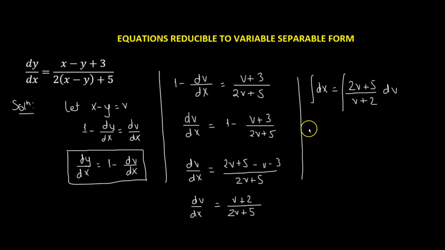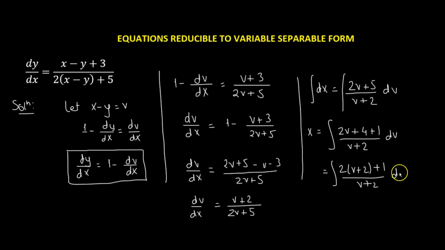Integration of dx will be pretty straightforward, so that's simply x. Now to integrate the term on the right hand side, what we'll do is write the numerator as 2v plus 4 plus 1, whole divided by v plus 2 times dv, so that this gives us 2 times (v plus 2 plus 1) divided by (v plus 2) dv, or simply equals 2 times integration of dv plus integration of dv over v plus 2. So this is our x.